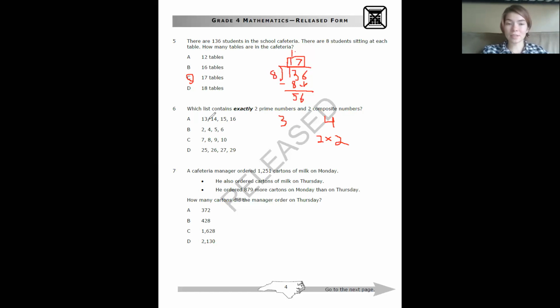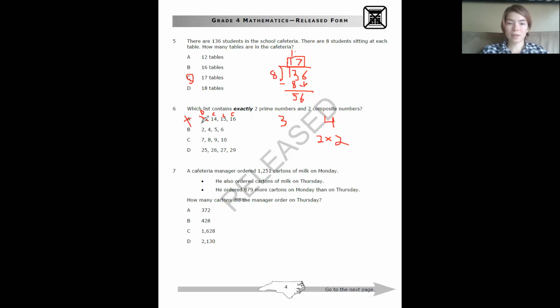So looking at these answers, 13 is a prime number because it has no factors, or no numbers that go into it. So that's prime. 14 is composite because 2 and 7 go into it, so that's going to be a C. 15 is composite because you can write 15 as 3 times 5. 16 is also composite because 16 can be written as 4 times 4 or 8 times 2. So here we have 1 prime number and 3 composites, so that can't be our solution.